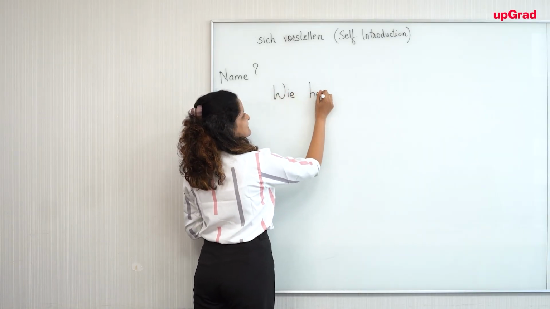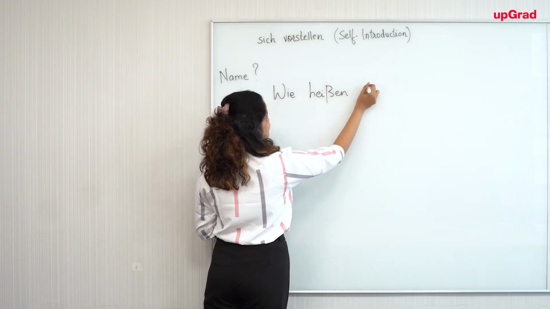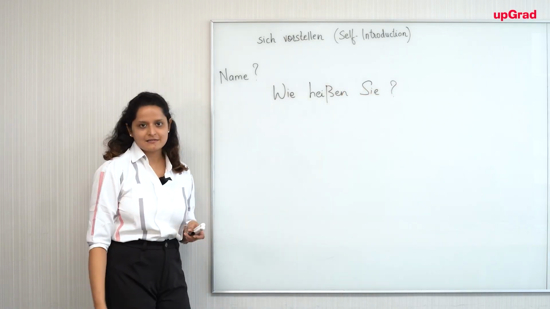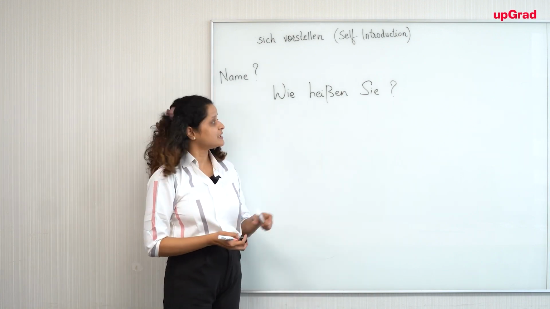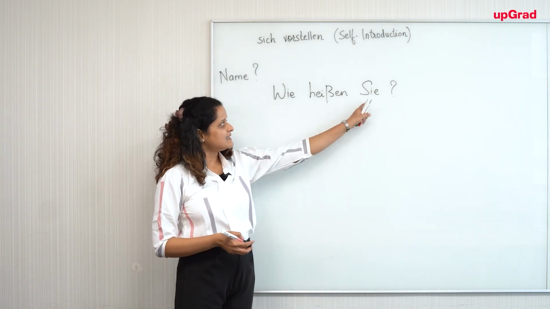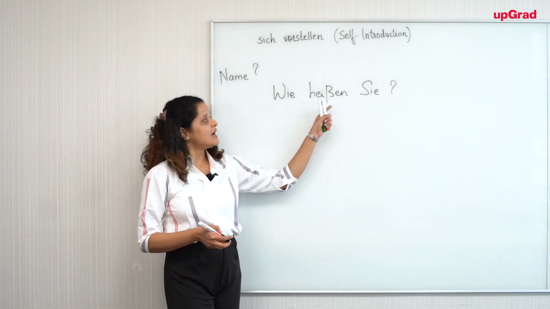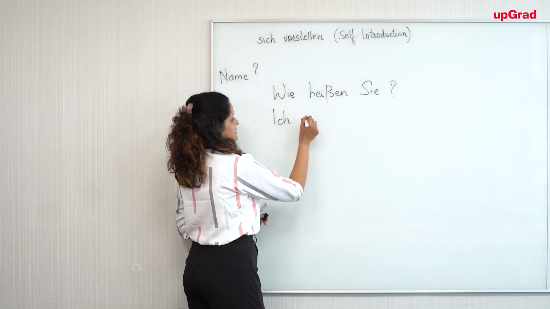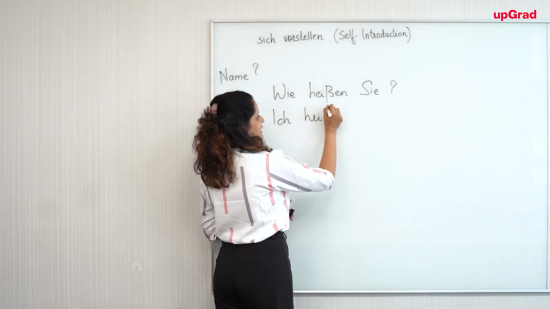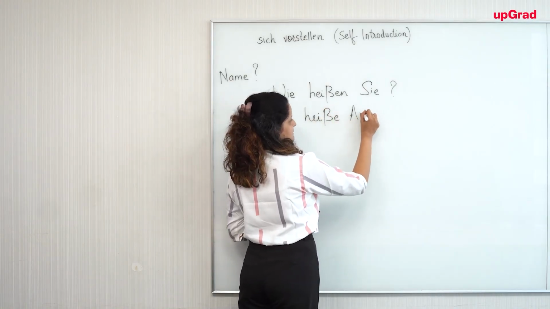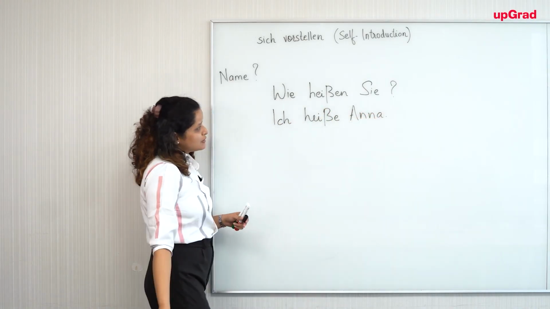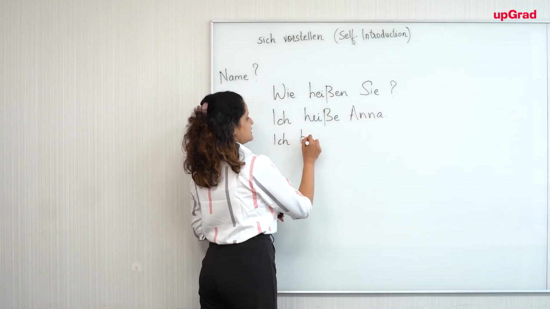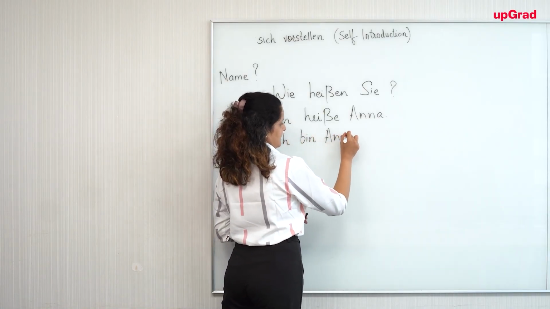So the question is, Wie heißen Sie? So if you look at the Z, this Z is the formal Z, the capital Z, which we have been using. Wie heißen Sie? Heißen is to be. So Wie heißen Sie? The answer to that becomes, Ich heiße Anna. You can also use the verb sein here and say, Ich bin Anna.